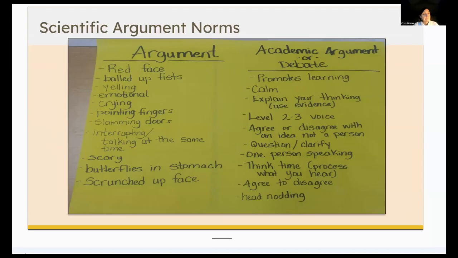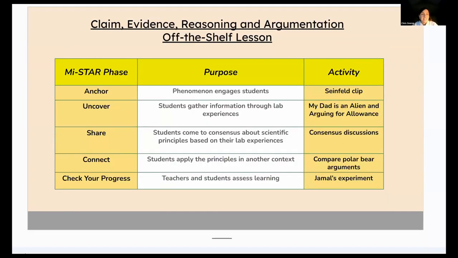I included this poster that one of our teachers uses. She asks her kids to describe an argument, and then they do this lesson, and then she asks them to describe an academic argument, and then she leaves that poster up so they can see the difference. And there's a real quick recap of the phases in that lesson that's available on the off-the-shelf page.